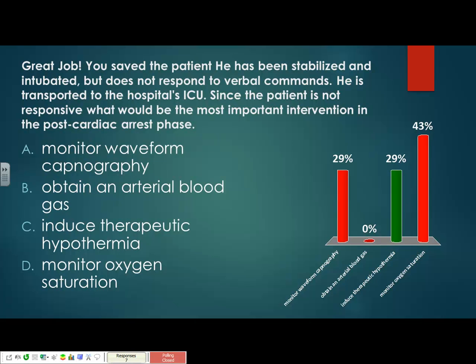It's C. All those are important, but monitoring isn't going to necessarily save the patient's life, right? This patient fit a lot of the criteria for the induced hypothermia. What's the criteria for the induced hypothermia? Talked about it last week.